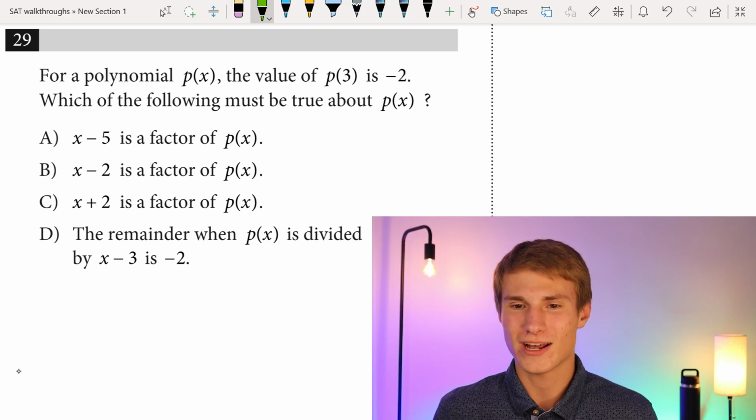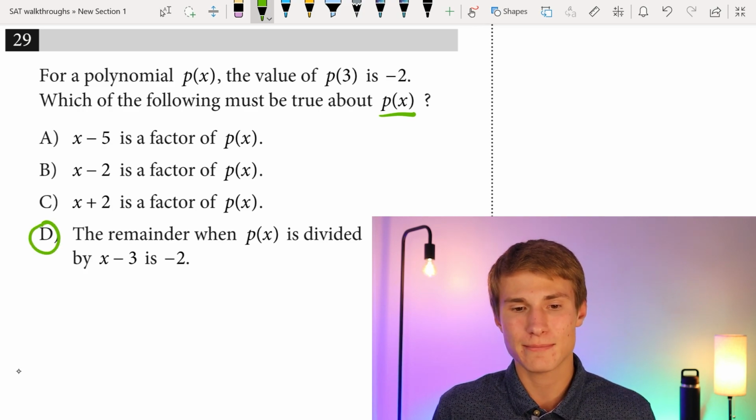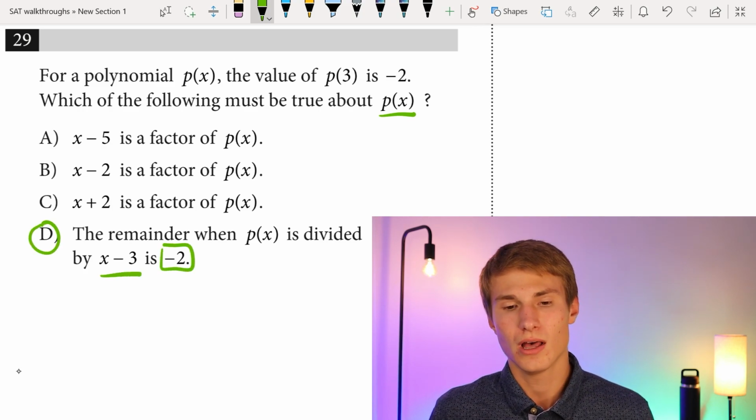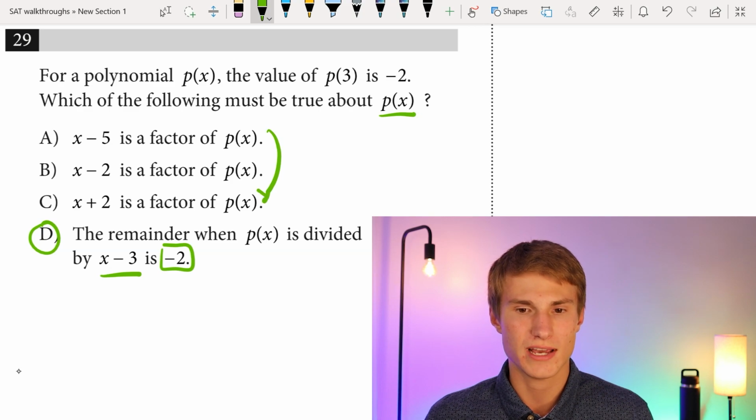For a polynomial p of x, the value of p of 3 is negative 2. Which of the following must be true about p of x? Well, that's going to be that the remainder when p of x is divided by x minus 3 is negative 2. Now, this is a rule that you should try to memorize for the SAT, but another way you could get to this answer is by process of elimination with A through C.